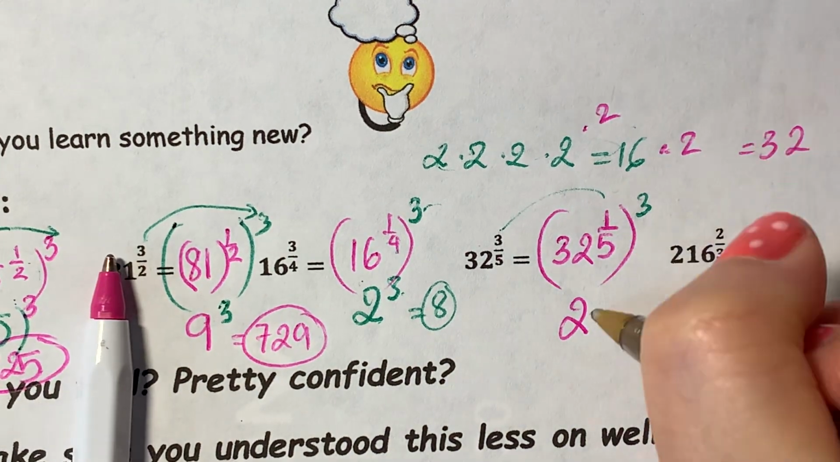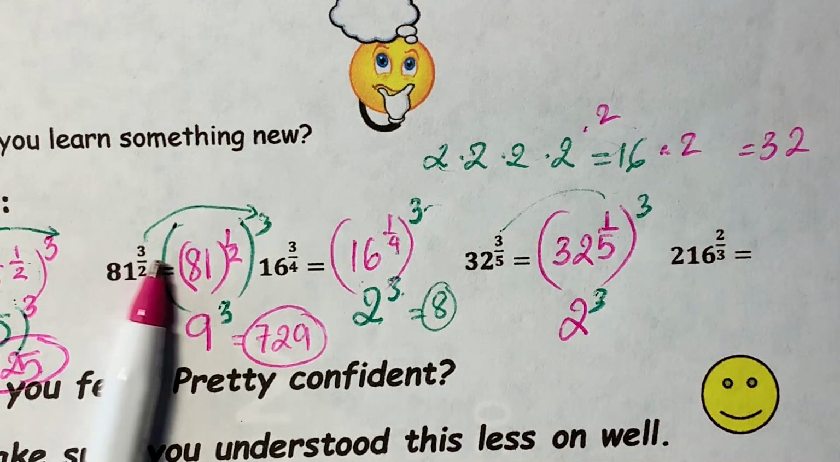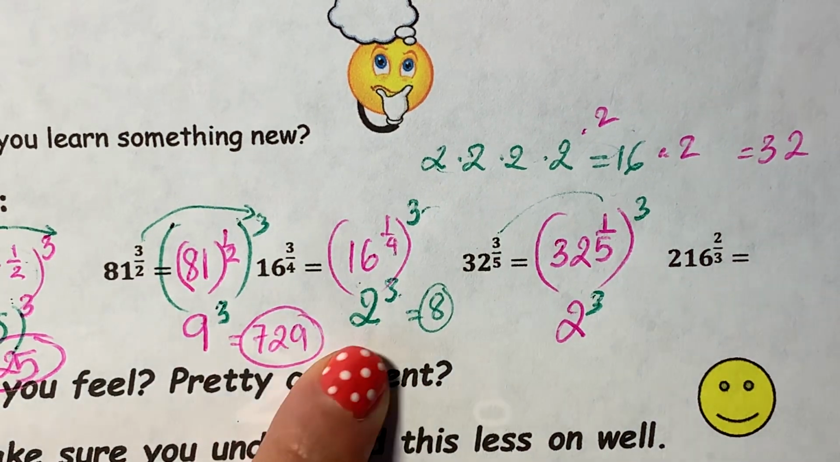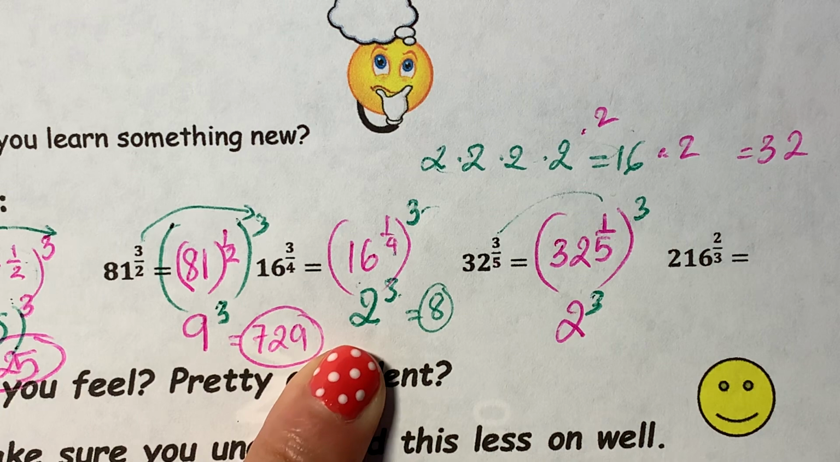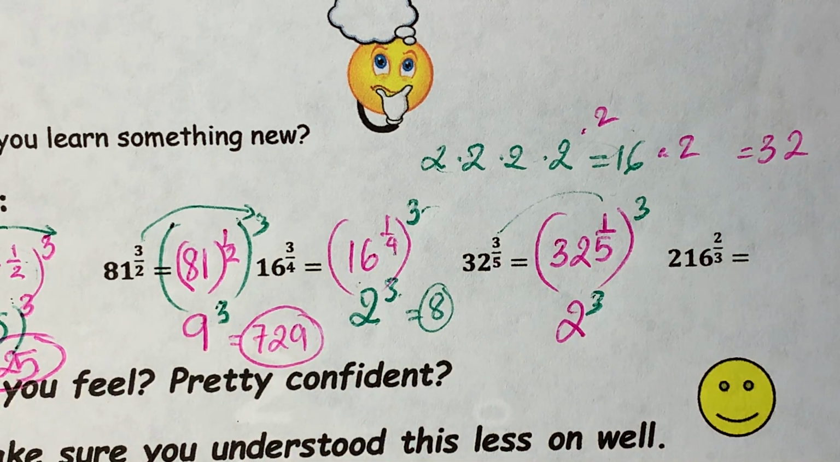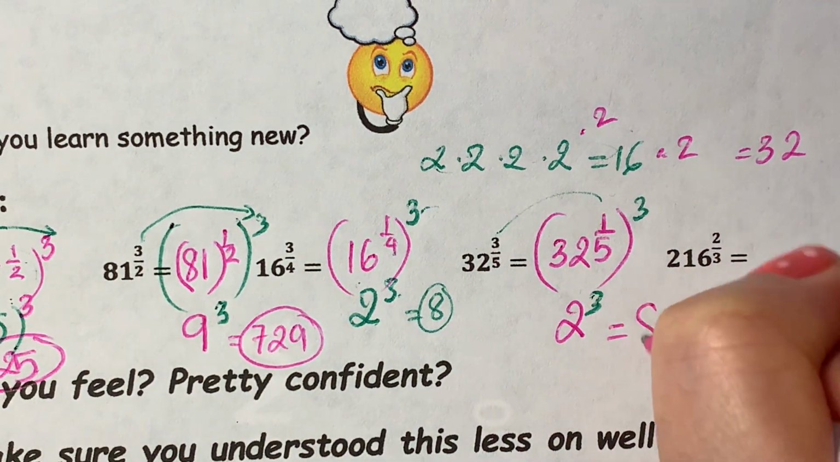Raise that to the power of 3. 2 to the power of 3. Coincidentally, we have the answer right here already. It's 8. So we're going to put that one. It's 8.